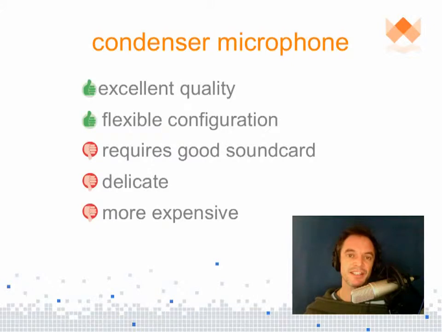But condensers in general are considered to be the best quality mics for vocal recording, as I said. They have the widest frequency response. They'll also give a warm and natural sound, which, as I said earlier, is something that it's quite critical to try and achieve. They're very flexible in their configuration, in that you can choose a suitable audio interface or sound card to go with that.